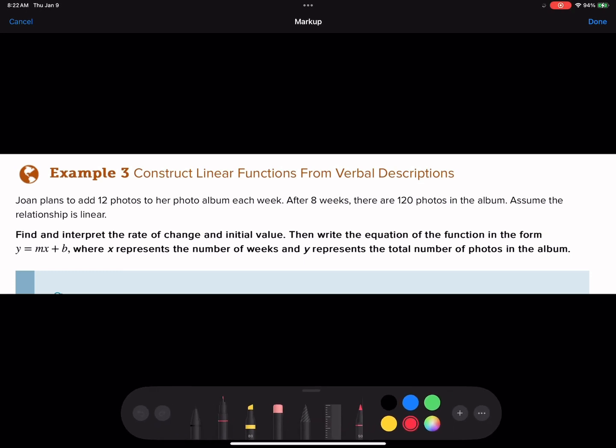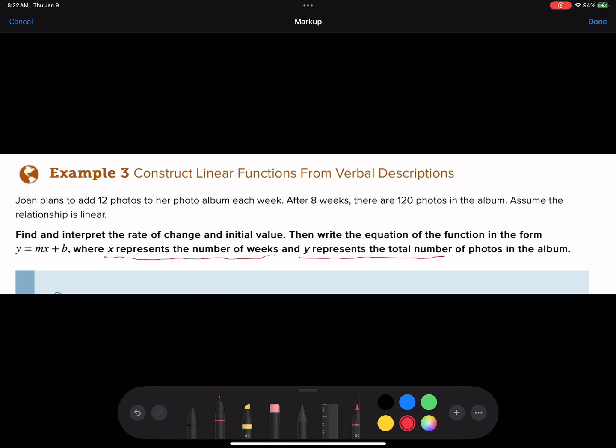Example 3. Joan plans to add 12 photos to her photo album each week. After 8 weeks, there are 120 photos in the album. Assume the relationship is linear. Find and interpret the rate of change and the initial value, then write the equation of the function in the form y equals mx plus b, where x represents the number of weeks and y represents the total number of photos in the album. What's really important up here is to note that she adds 12 photos every single week. That's our slope. And after 8 weeks, there are 120 photos.